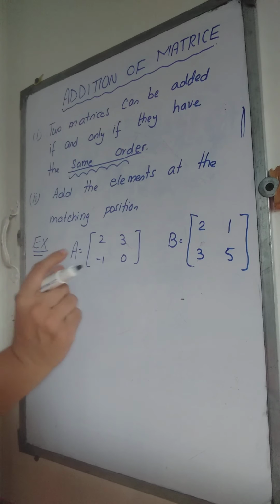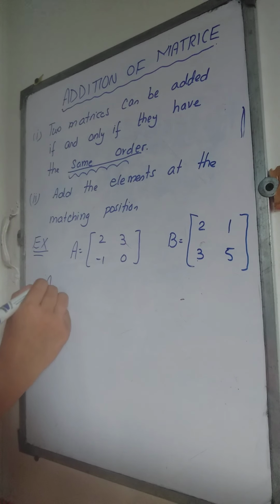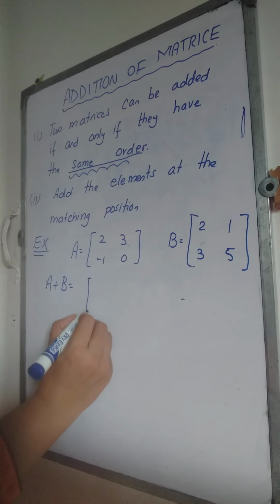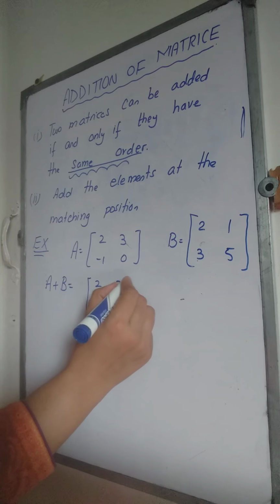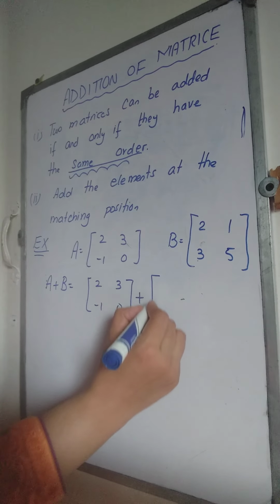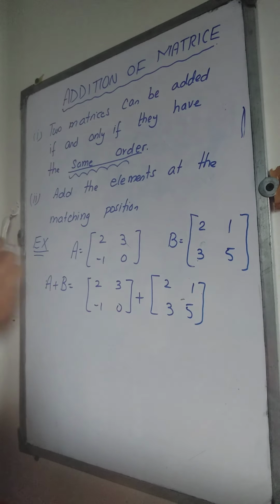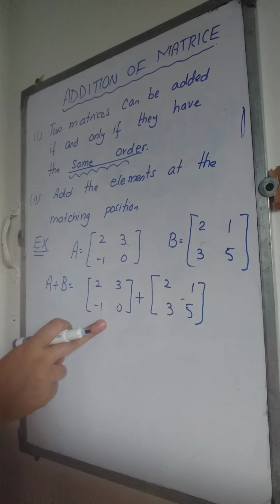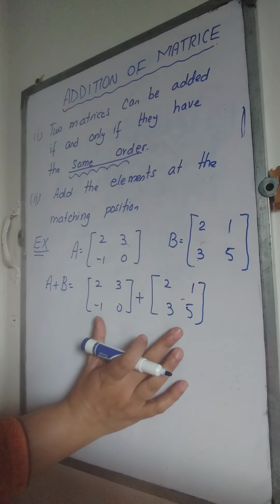Okay, at the matching position means we have to add in order to add A to B. Suppose we want to find A plus B. In order to find A plus B, what you do is, first you write the first matrix, then you add it to this. This is matrix A and this is matrix B. What you do is you have to add these matrices.